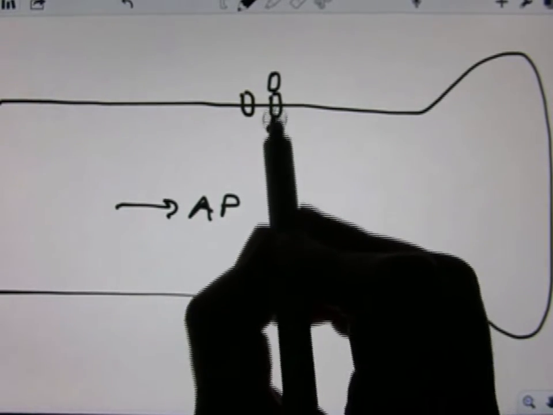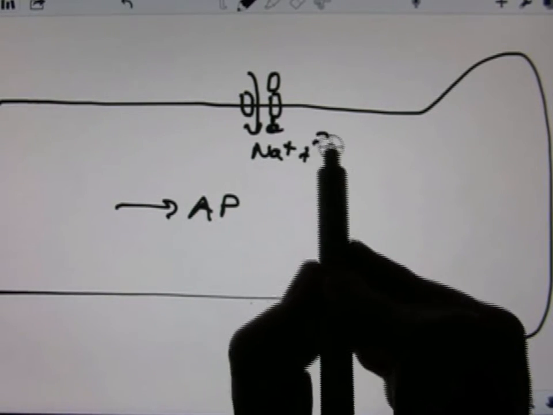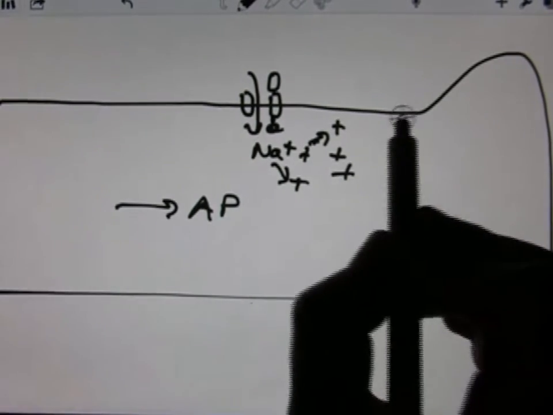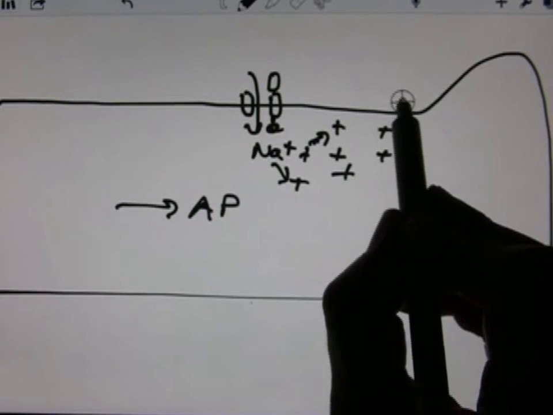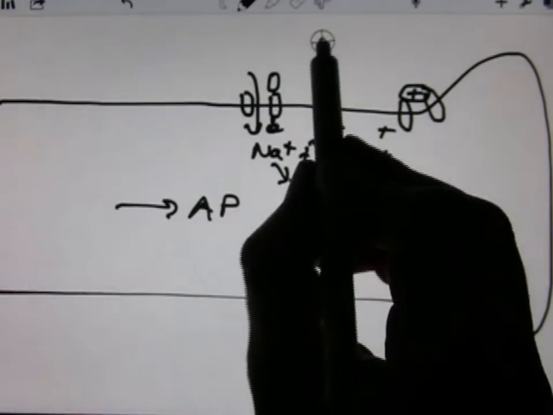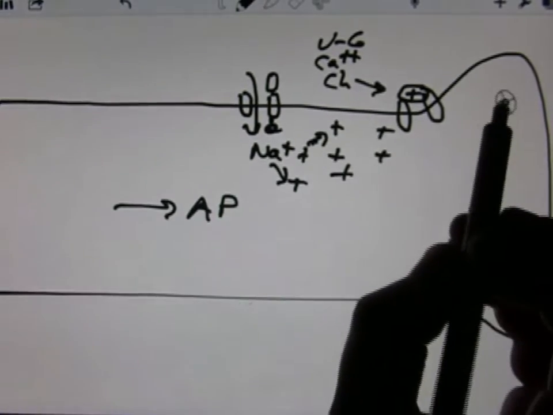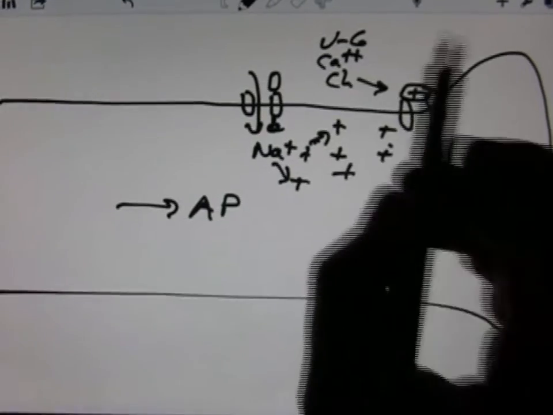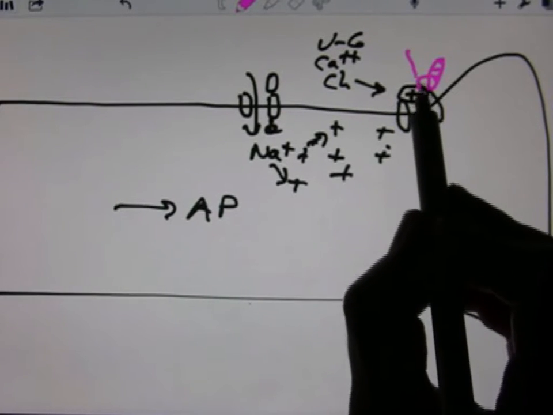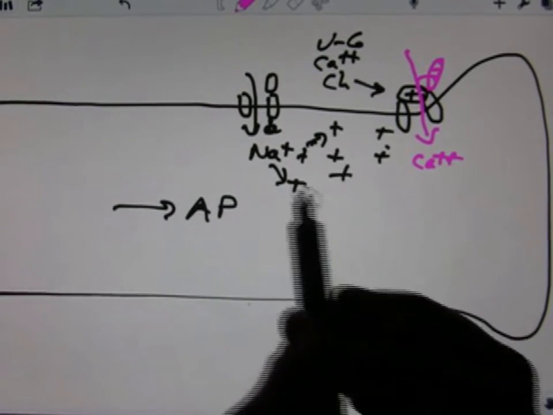voltage-gated sodium channels that are allowing sodium in, and that plus charge would be repelled away. So as it spreads down here at the synapse, there are voltage-gated calcium channels, voltage-gated calcium channels, and that positive charge near the base would pop those open, and we get calcium in. We're going to come back to that calcium because that's very important for what's going on in a synapse.